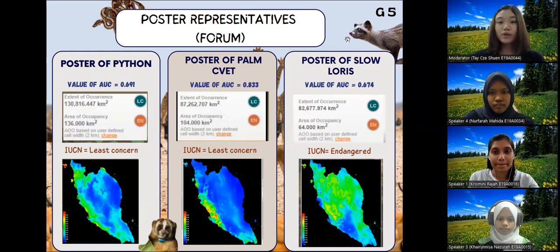First of all, I would like to welcome you all to this forum presentation regarding the three methods for conservation assessment for the three species chosen, which are the palm civet, the python, and slow loris, as presented on the screen. Before this presentation begins, allow me to introduce the speakers: Krismini Rajah as speaker 1, Hildayani Habil as speaker 2, Khairunnisa Nazurah as speaker 3, Wahida as speaker 4, and Asma Najihah as speaker 5.